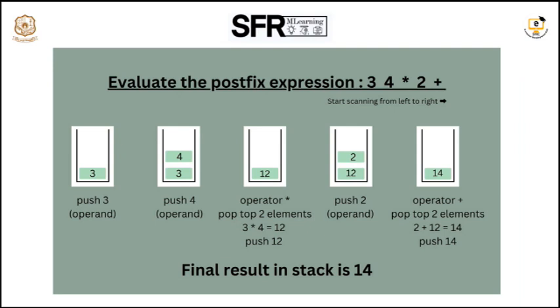Then the scanned character is 2. The 2 is pushed to the stack. Then the scanned character is plus. As it is an operator, 2 operands will be popped out from the stack. So, 2 and 12 will be popped out, and plus will be applied to them. 2 plus 12 is equal to 14. So, 14 will be stored back to the stack. Likewise we can get the final result. Here the final result for the expression is 14. Like that, a postfix expression can be evaluated easily using the stack.